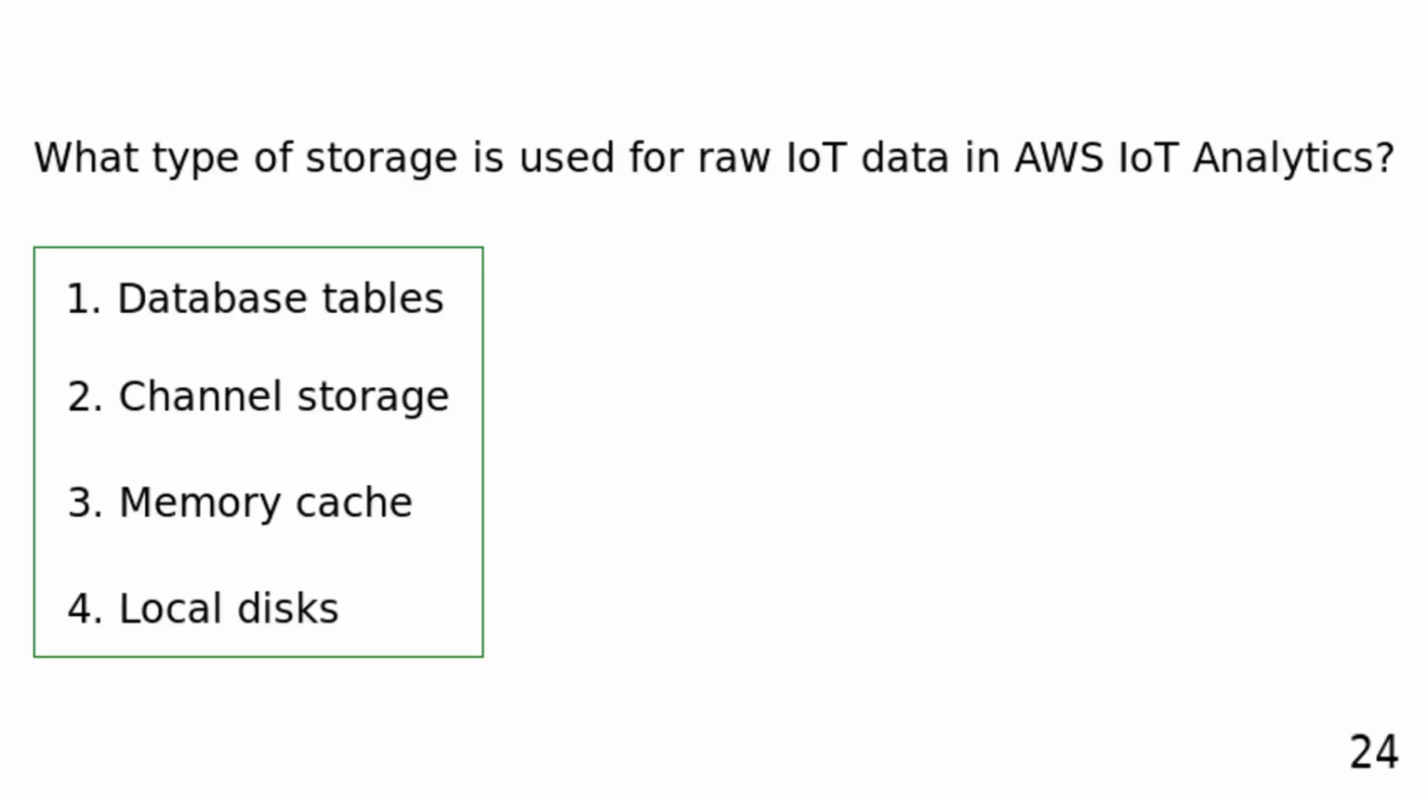What type of storage is used for raw IoT data in AWS IoT Analytics? Database tables. Channel storage. Memory cache. Local disks.